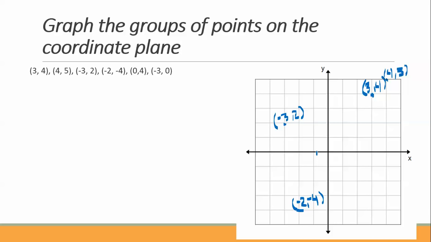Our next point has 0 on the x-axis, so we don't move left or right, but we go up 4 because it's positive 4: 1, 2, 3, 4. So our point is (0, 4). And the last point is negative 1, negative 2, negative 3, and it's 0 for the vertical, so we don't move vertically. So it's just (-3, 0).